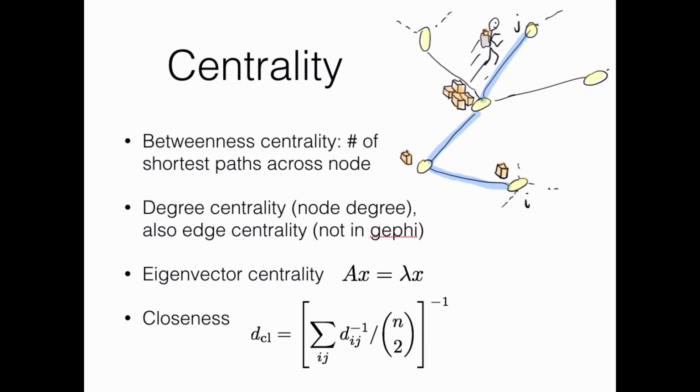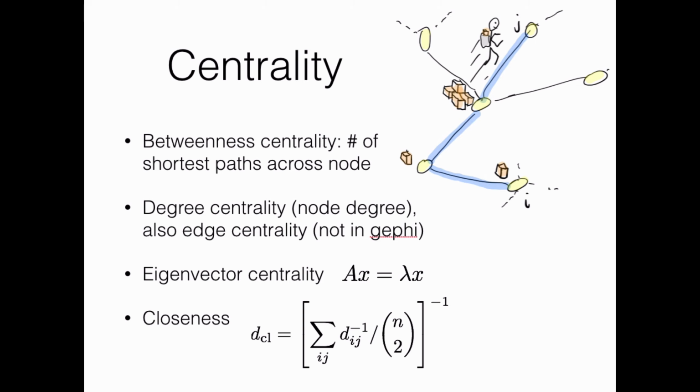One other thing you can get out of this, and I think you'll get it from running that same module in the statistics panel, is the betweenness centrality. So this is the number of shortest paths across a particular node.